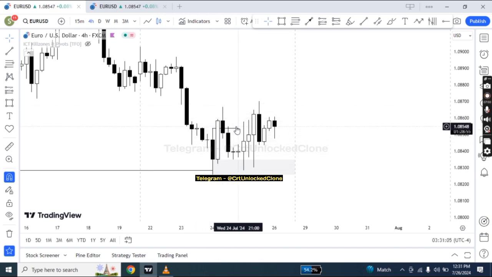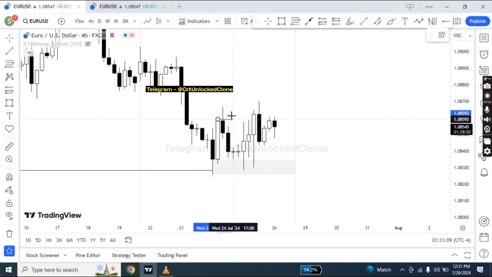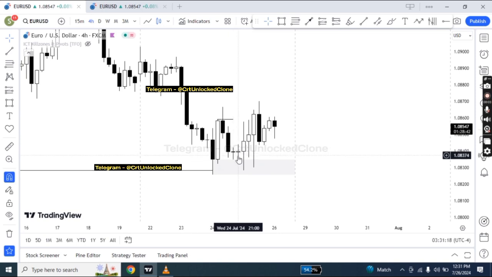What you can also see right here is that during yesterday's London close, price reacted to this candle right here and expanded lower for the rest of the day. And then when Thursday candle opened, it formed this small range on the lower time frame.